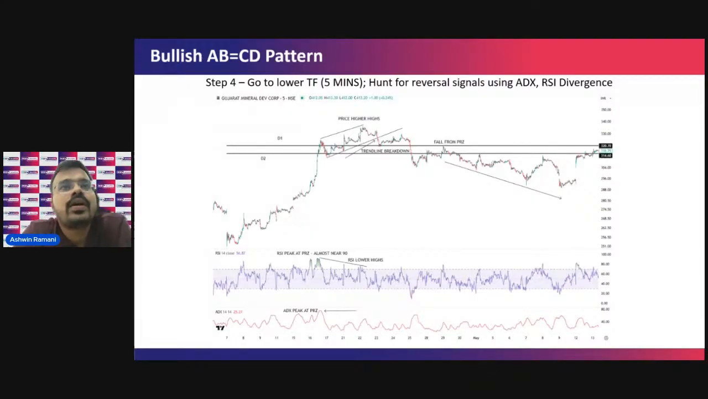started to go down. So this is the beauty of harmonic patterns. You can get the D point, and once you figure out what is your potential reversal zone, you just have to go to 5 minutes and hunt for those reversal signals and take a chance. That is what this whole bullish AB equals CD pattern is all about. Is that clear, guys? Do let me know in the chat box.